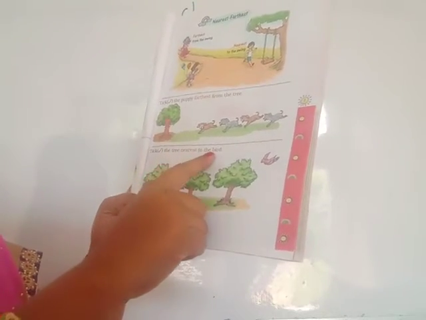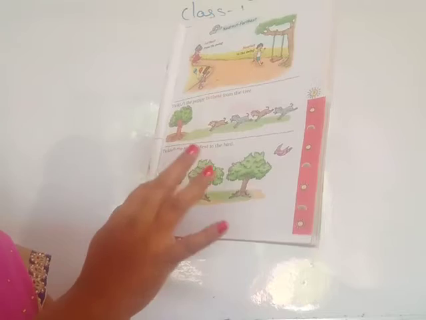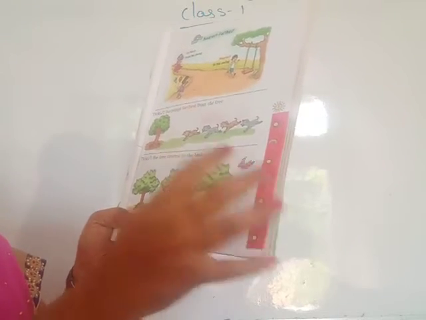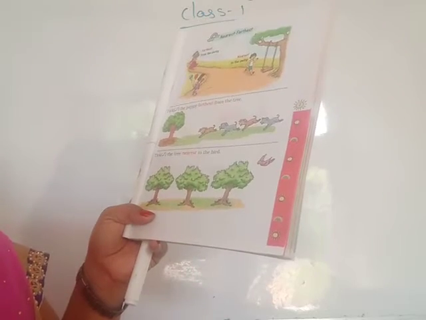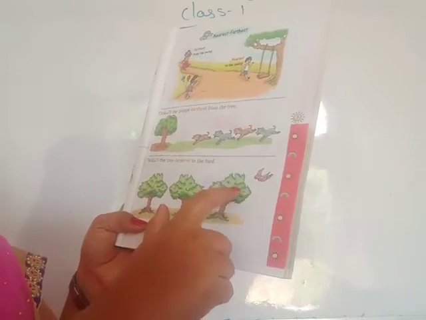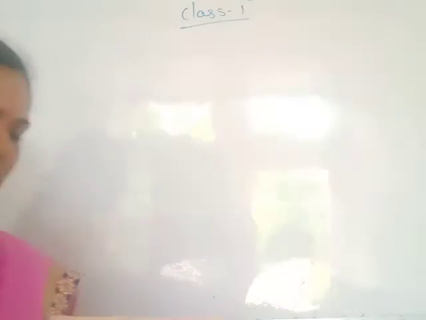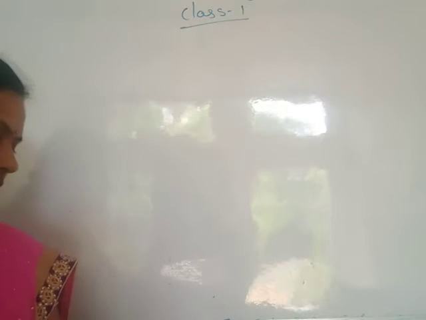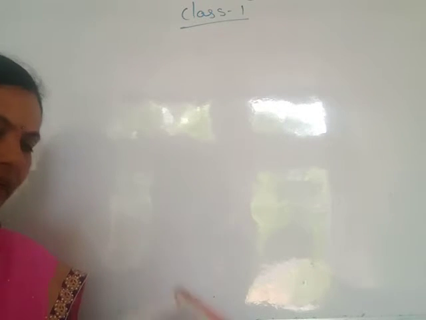Next picture, see. Tick the tree nearest to the bird. Here are trees 1, 2, 3, and here is one bird. Which tree is nearest to the bird? This first one. Then you tick here.